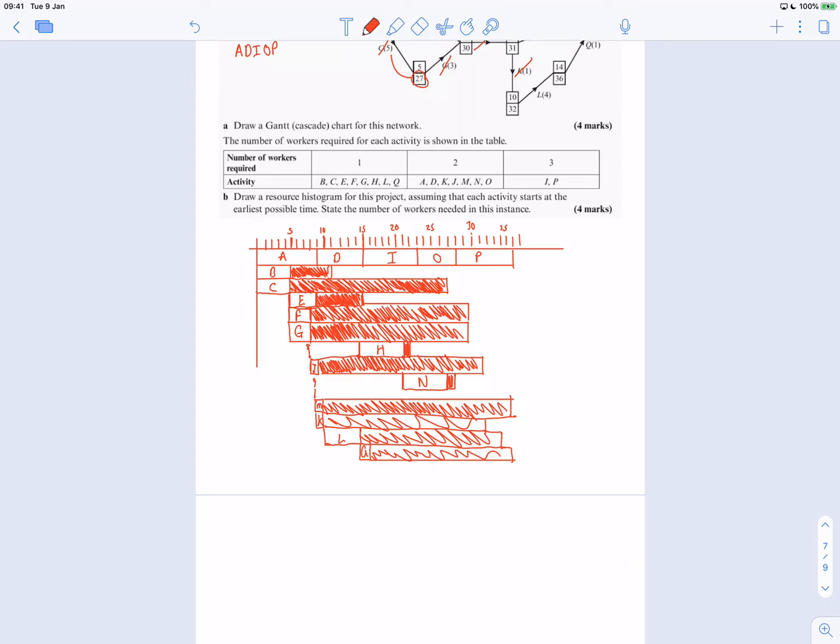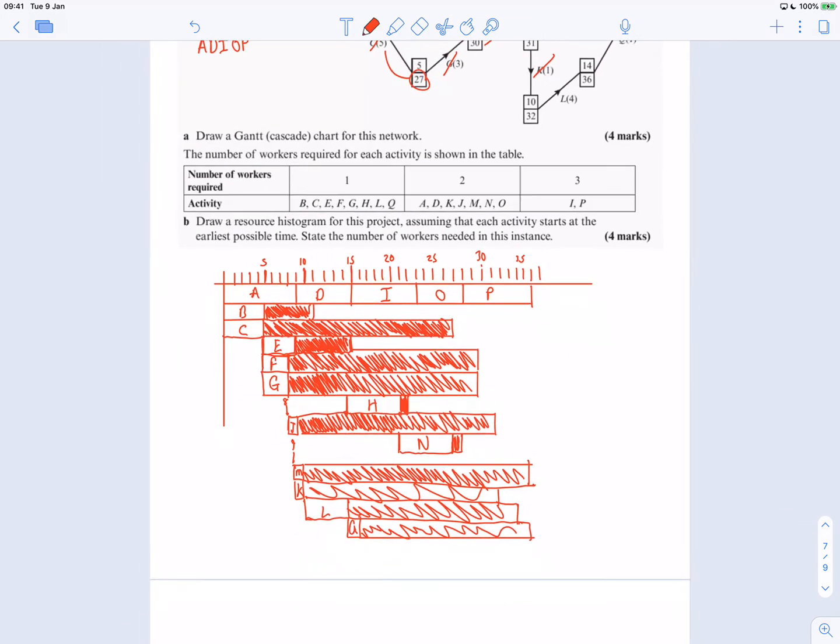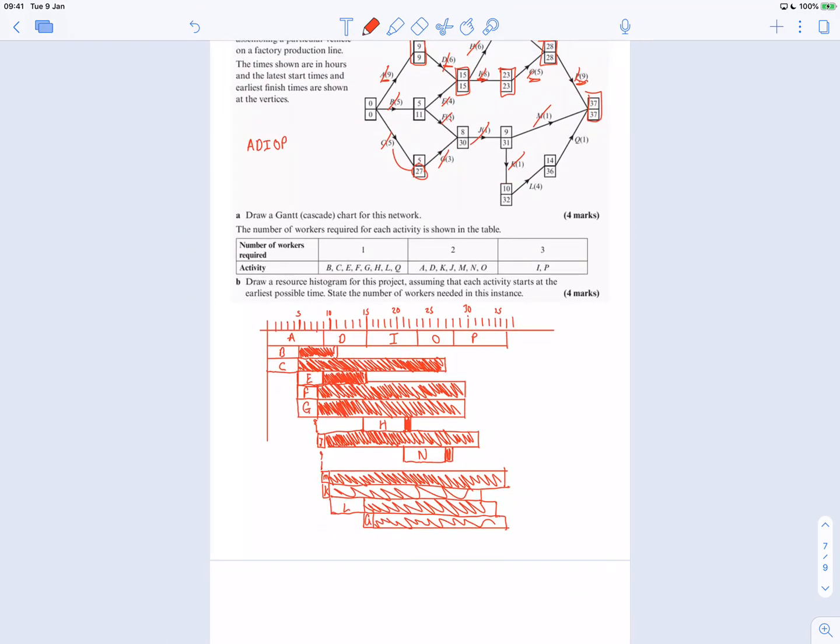Draw. Okay, the number of workers required for each activity is shown in the table. So 1 for B, C, E, F, G, H, L, and Q, 2 for A, D, K, J, M, N, O, and 3 for I and P. Draw a resource histogram for this project, assuming that each activity starts at the earliest possible time. State the number of workers needed in this instance.